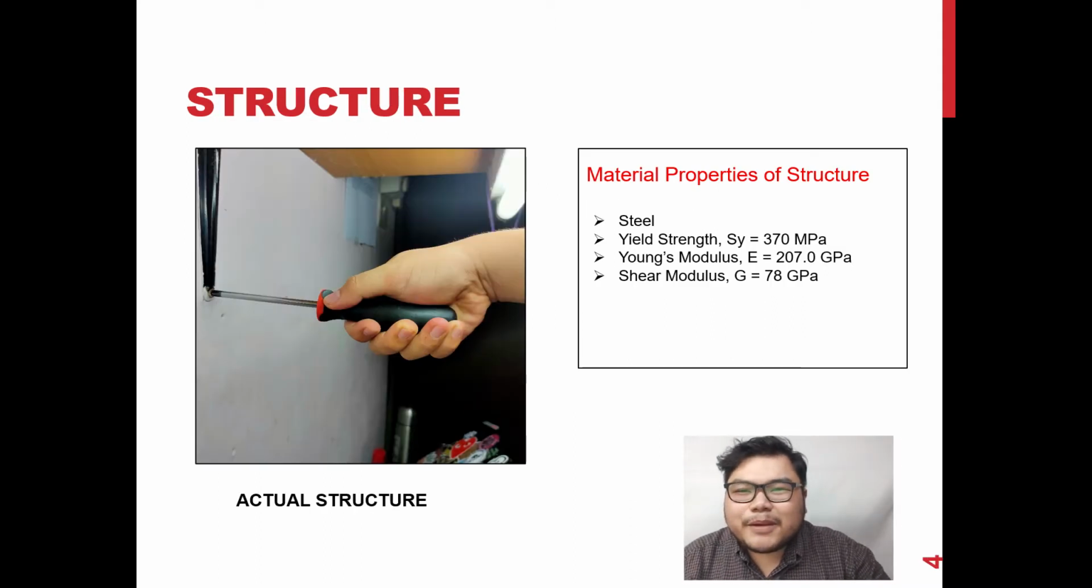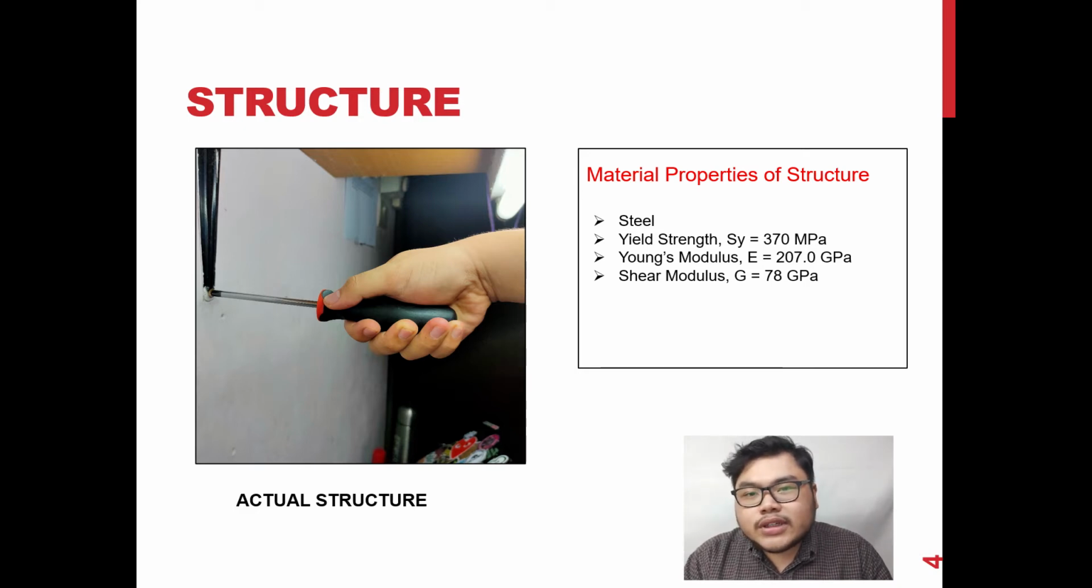Assalamualaikum and hi. My name is Muhammad Aiman Haiqal bin Wira, and my metric number is B0919103667. Okay, now I would like to talk about our project, which is torsional loading evaluation of screwdriver. Let's go to my first topic, structure. This is a picture of our actual structure, which is the screwdriver used to screw.